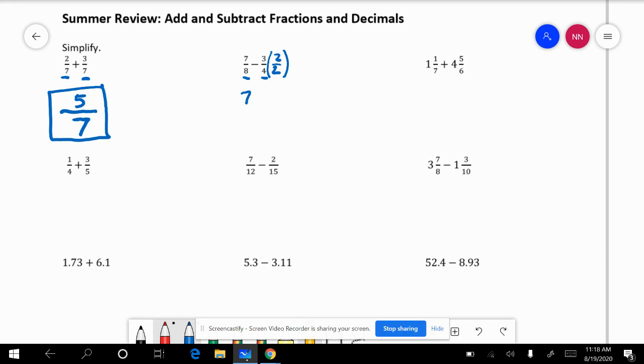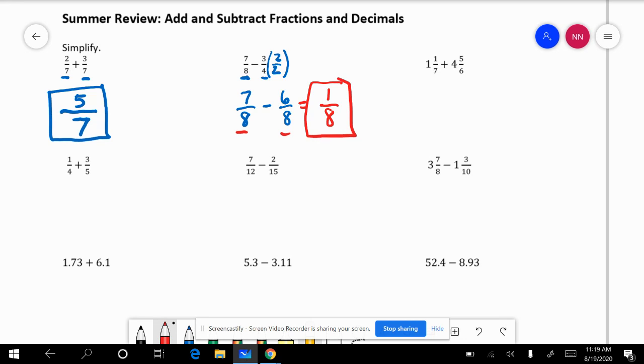So I have 7/8. I'm keeping this the same because my 8 is my common denominator. 3 times 2 is 6. 4 times 2 is 8. And since my denominators are the same, I'm going to subtract them. Remember, the denominator stays the same, so it stays as 8. And when I subtract the numerators, 7 minus 6 gives me a 1.